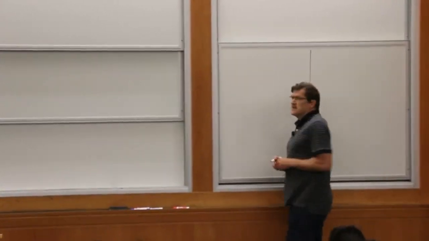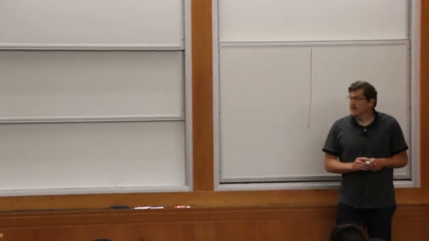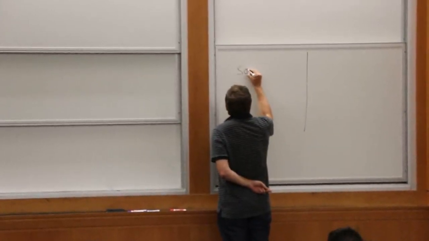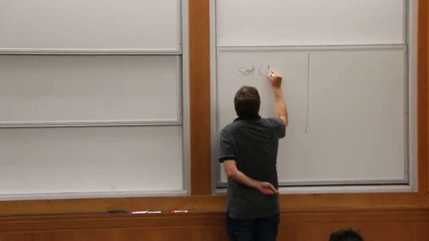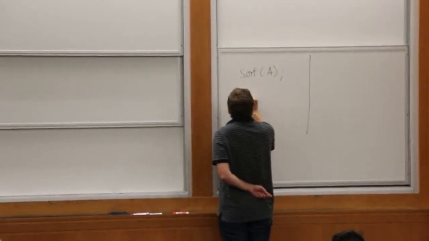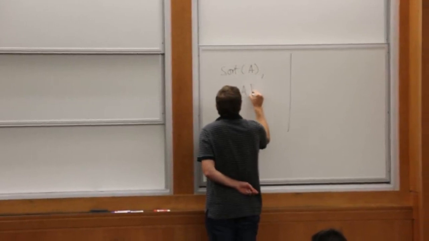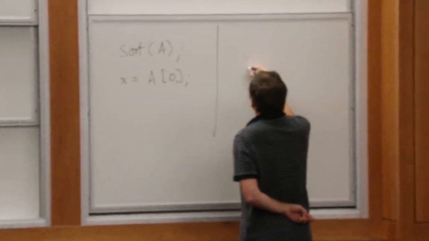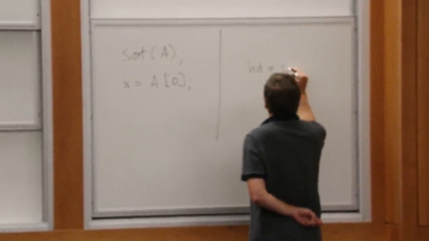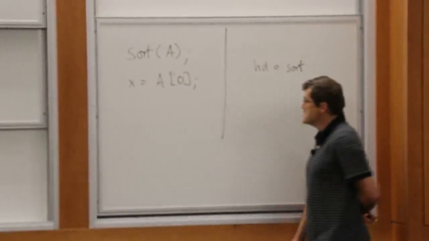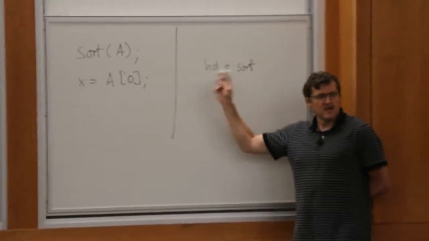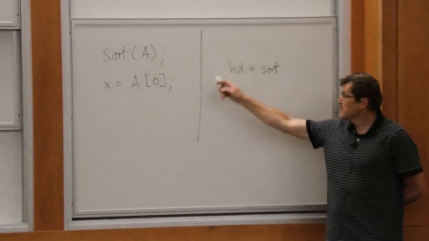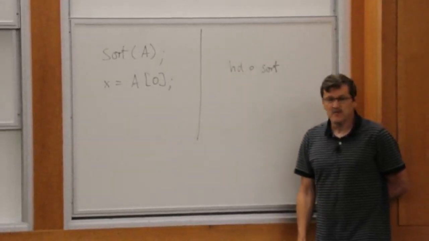All right, so on the left-hand side, I'm going to do it imperatively. I'm going to do the following thing: sort A, and then I say x equals A at 0. Over here, I'm going to do it functionally. I do something like head composed with sort. I don't know which camp you belong to, and maybe you do both, like I do. But you can probably figure out what these little code fragments are supposed to do.